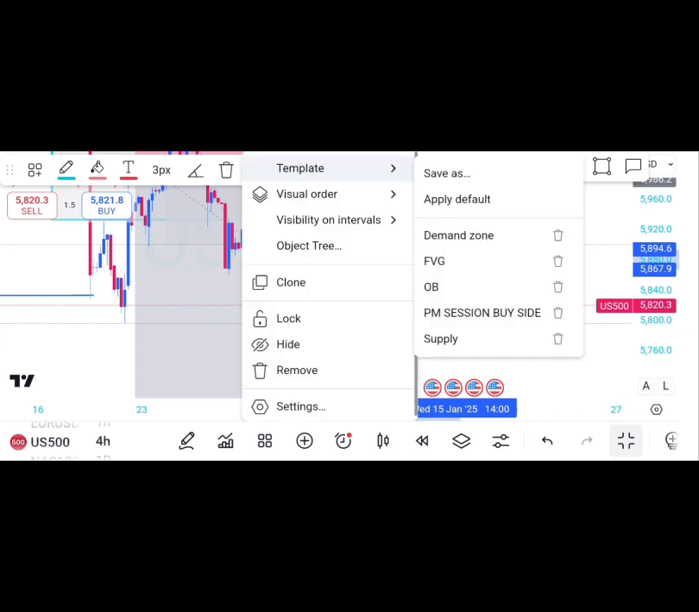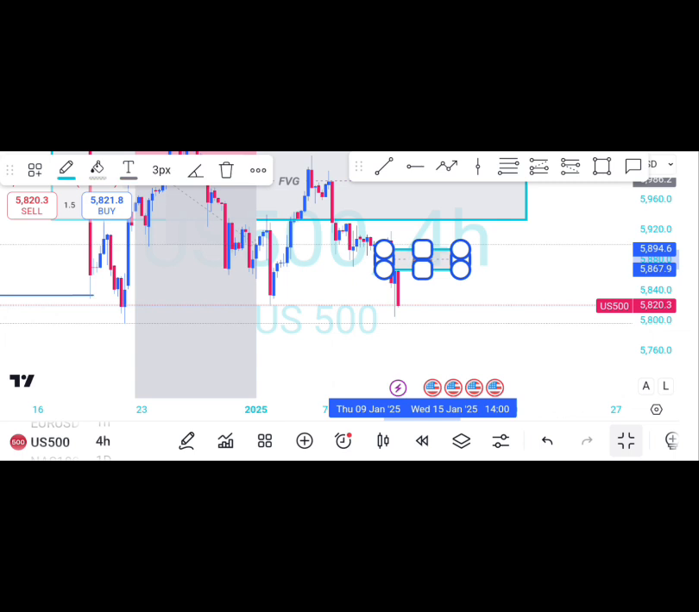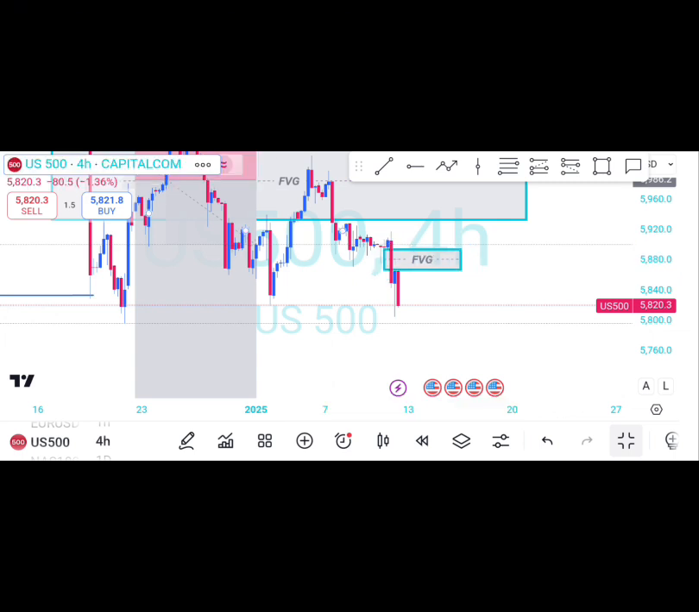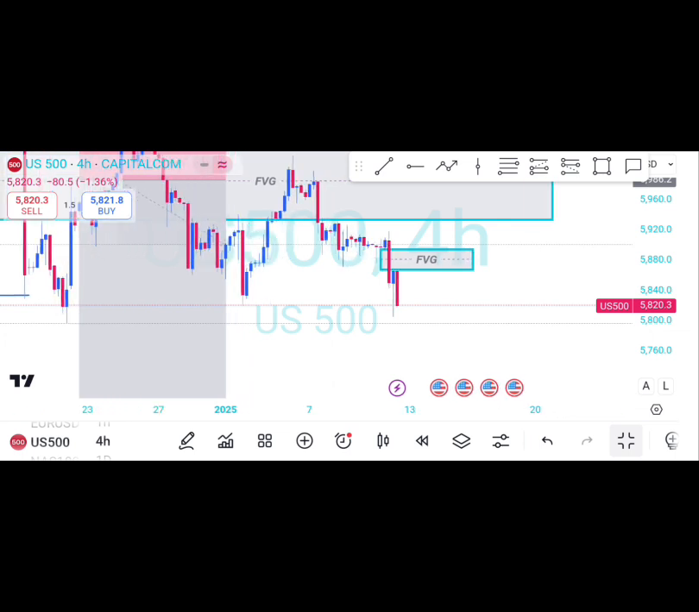Price never continues with its missions without filling those gaps. Those gaps that we see in the charts, we use as entry points. And the third candle that started the FVG is our stop loss. That's what we're doing.